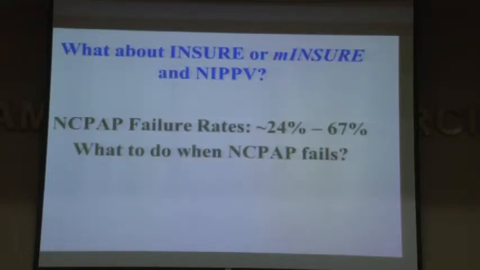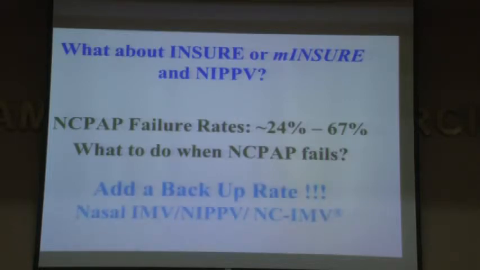Even if you exclude that 80% from one study from San Diego, CPAP failure in randomized controlled trials ranges from 24 to 67%, as I just showed you. So what can we do when CPAP fails? There are backup rates. That is what we call nasal IMV, intermittent mandatory ventilation, or nasal IPPV, NIPPV. They're all the same, or nasal cannula IMV.